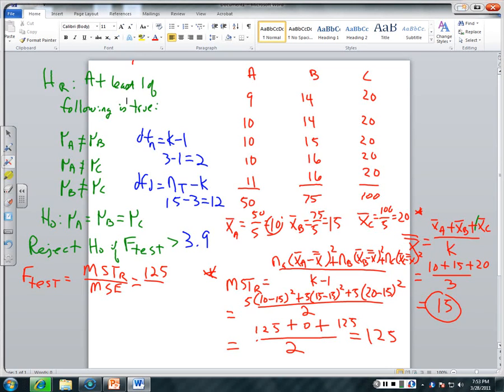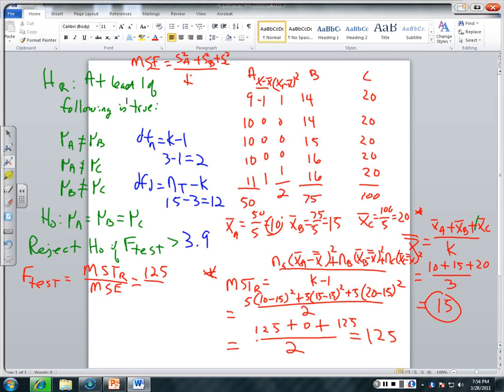MSE is equal to S squared A plus S squared B plus S squared C divided by k. In other words, I'm going to compute the variance of each group and then just take the average of them. That's the mean of the squared errors, or the mean of the variances. So that means that in Group A, the mean was 10. So I've got to get the deviations, and then I have to square the deviations. So the mean was 10. Square those.